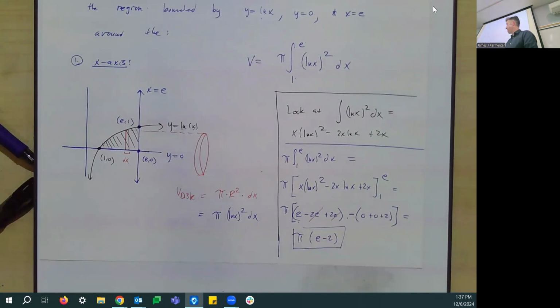Quick understanding check. Does that make sense? Is our answer positive? Is e minus 2 positive? Yes, it is, right? E is about 2.7. So good, our answer came out positive, as it should whenever you're finding a volume. Questions about this before we go around the other axis?